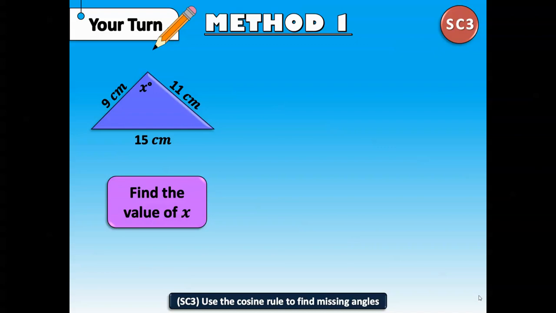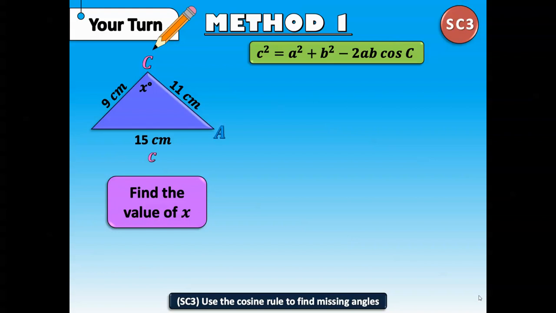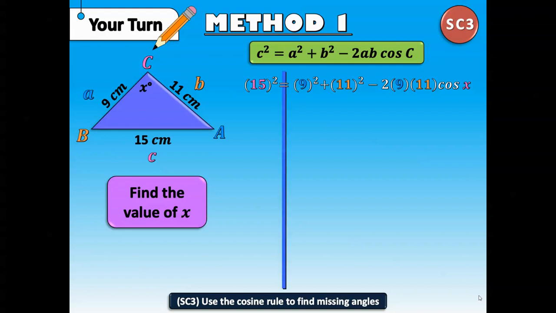So to answer this question, we start by labeling the angle as capital C, so the side opposite it is lowercase c. We label up the other 2 sides as well, and their angles. We substitute the values into the cosine rule and simplify it a bit. So we get this.